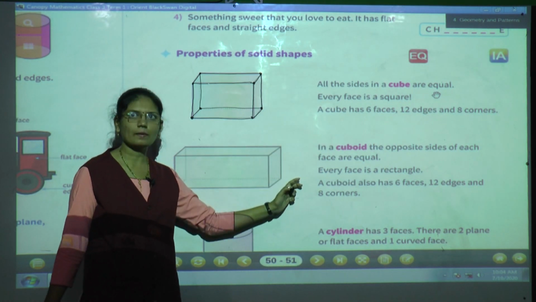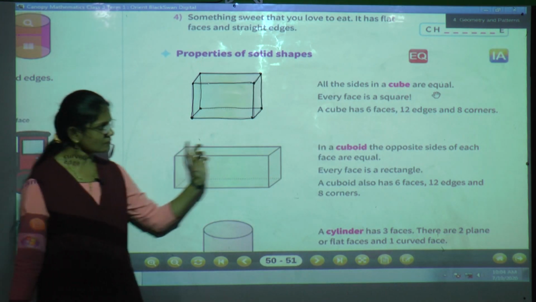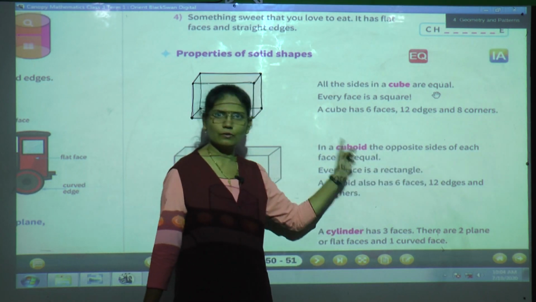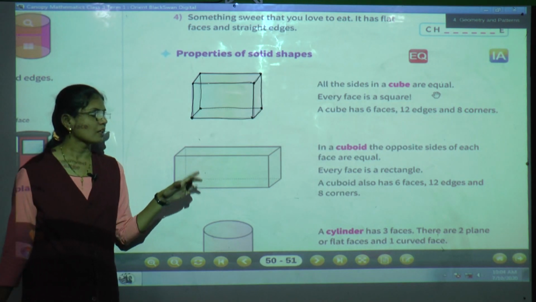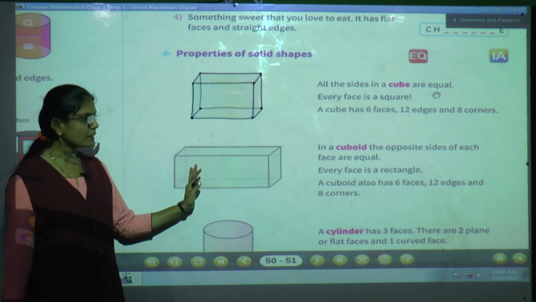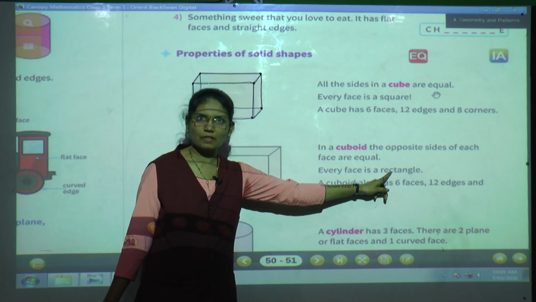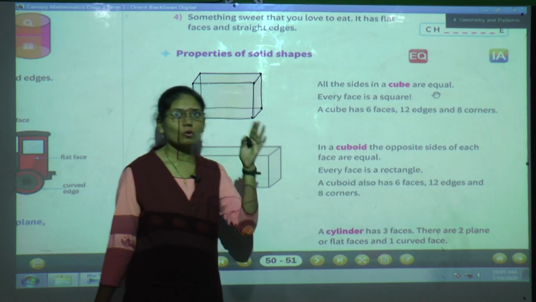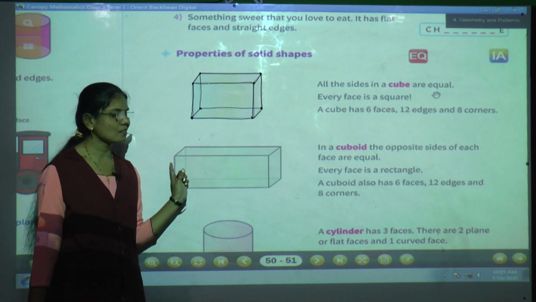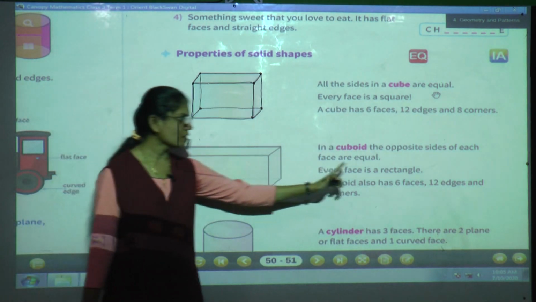Now what is the next shape? Yes, the next is cuboid. This is a cuboid. Now in a cuboid, the opposite sides of each face are equal. In a cuboid only the opposite sides are equal. Not all the sides are equal. Why? Because every face is a rectangle. And we have seen in our previous session, in a rectangle only the opposite sides are equal. So in a cuboid also only opposite sides or opposite faces are equal. Every face is a rectangle.